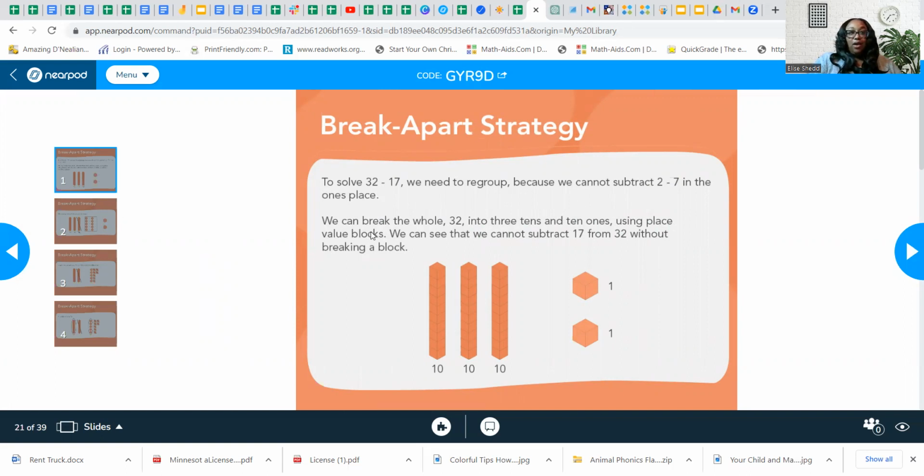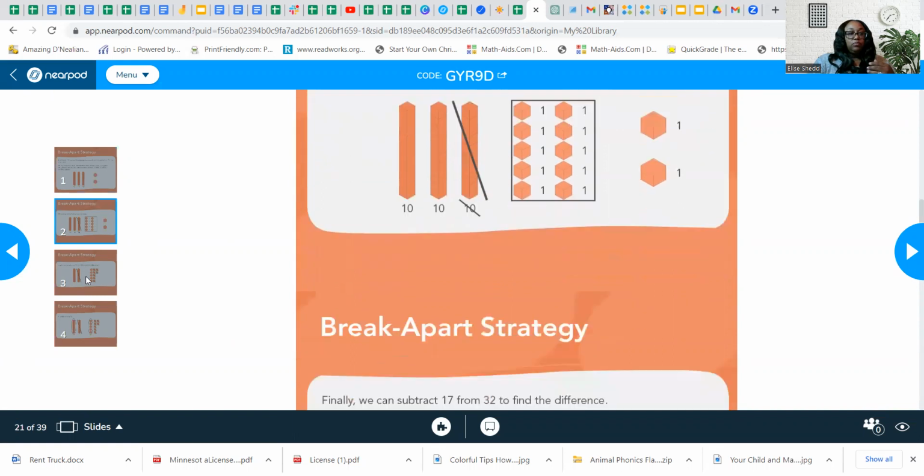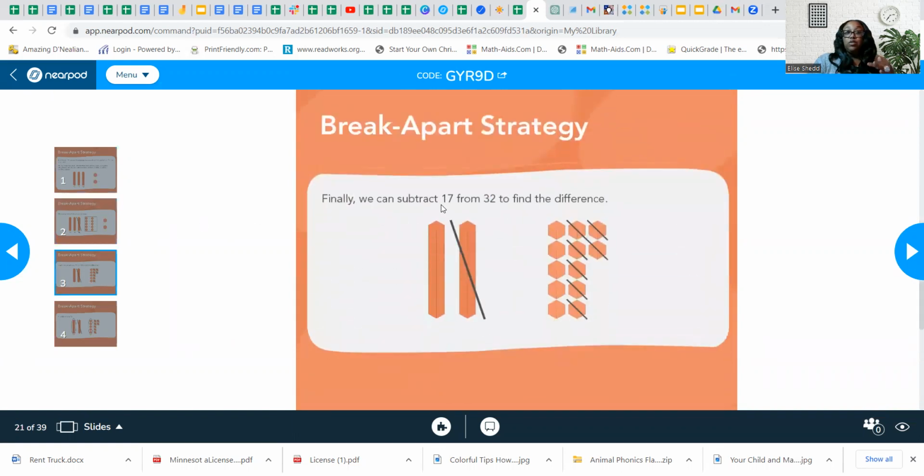All right. Now, to solve 32 minus 17, we need to regroup because we cannot subtract 2 minus 7. So we can break the whole 32 into 3 tens and 2 ones using a place value box, okay? And then we can regroup one of the tens as 10 ones, okay? Finally, we can subtract 17 from 32 to find the difference.